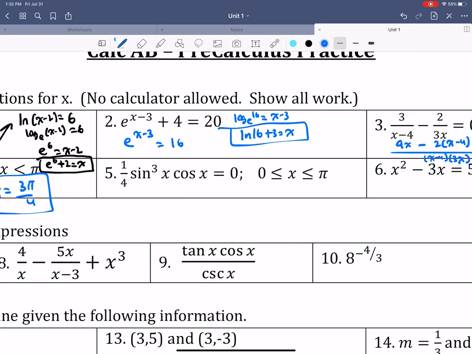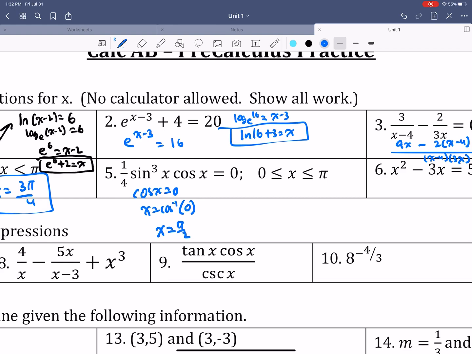Okay, here's another one. 1/4 times sine cubed x times cosine of x is equal to 0. This looks crazy, but we're multiplying everything, which allows us to use the zero product property. Cosine of x is going to equal 0. Solving for x then is going to give me x is equal to the inverse cosine of 0. Cosine is a horizontal length. Horizontal length is supposed to be 0. When do we have a horizontal length of 0? When we're on the vertical axis, which is 90 degrees and 270 degrees. We're in radians, so that means we can only be at pi over 2.